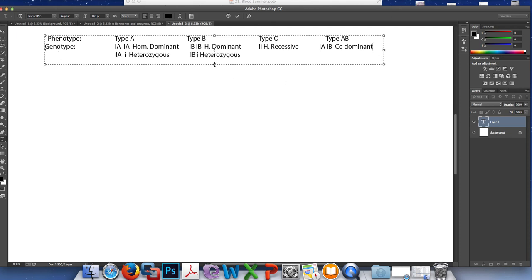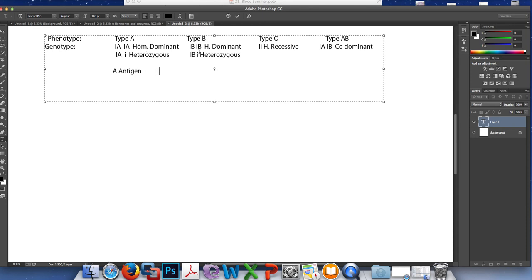So again, going back to Gen Bio here, if you guys remember, genes are used to create proteins. So if you inherited an A gene from mom or dad, the protein you will create is called an A antigen. And this protein will be found on the cell membrane of the erythrocyte.